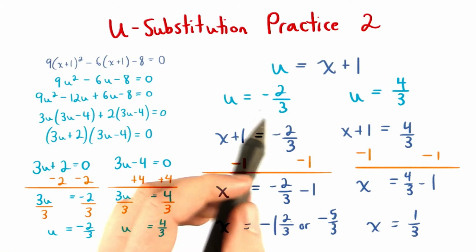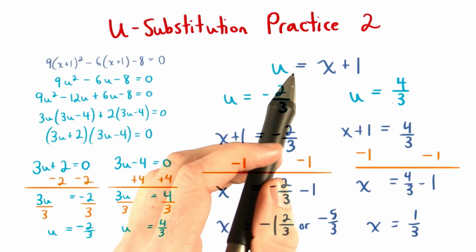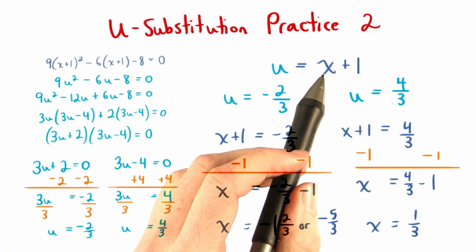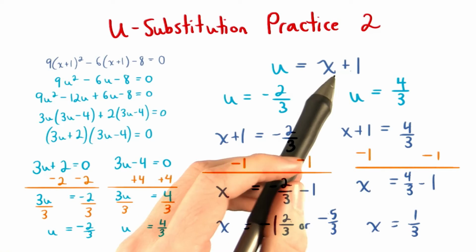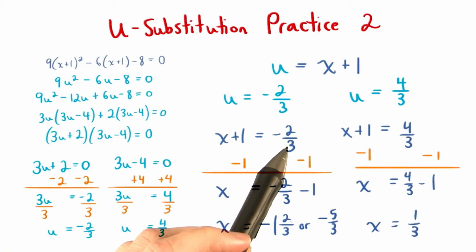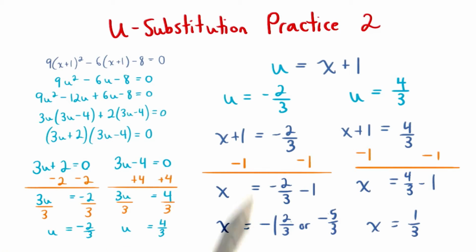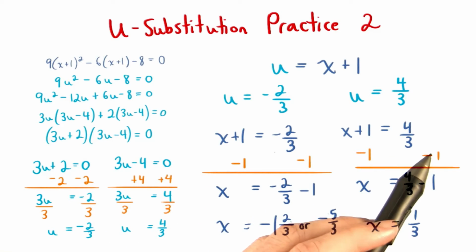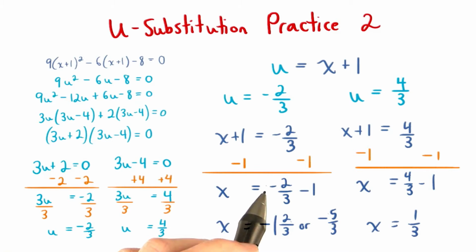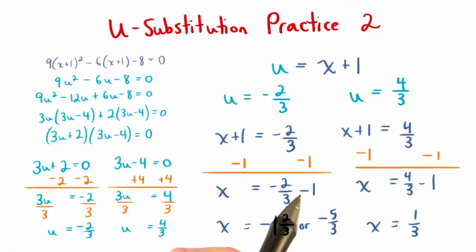We use our two solutions for u and the fact that u equals x plus 1 to solve for the original variable x. So we'll have x plus 1 equals negative 2/3, and we'll have x plus 1 equals 4/3. We subtract 1 from each side of the two equations to get these statements. Here we have x equal to negative 2/3 minus 1. So since I have negative 2/3 and negative 1, I have negative 1 and 2/3. This is the mixed number. If I change it to an improper fraction, I'd have negative 5/3.